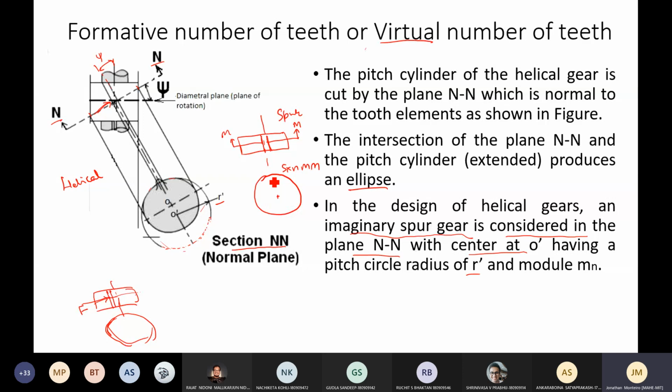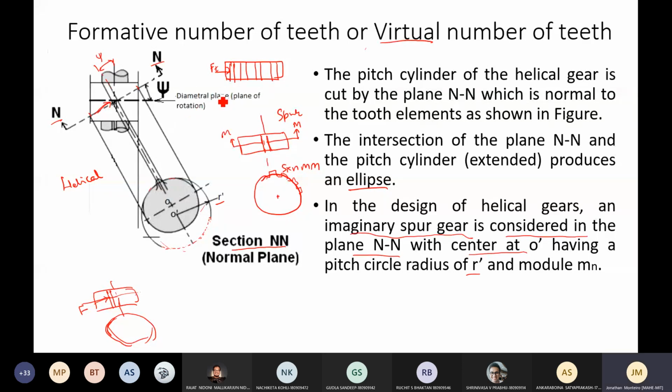As we mentioned, all the teeth would be laid down flat, straight. Even if you open the profile, it would look like this, straight. Now for this you can easily apply the Lewis equation.